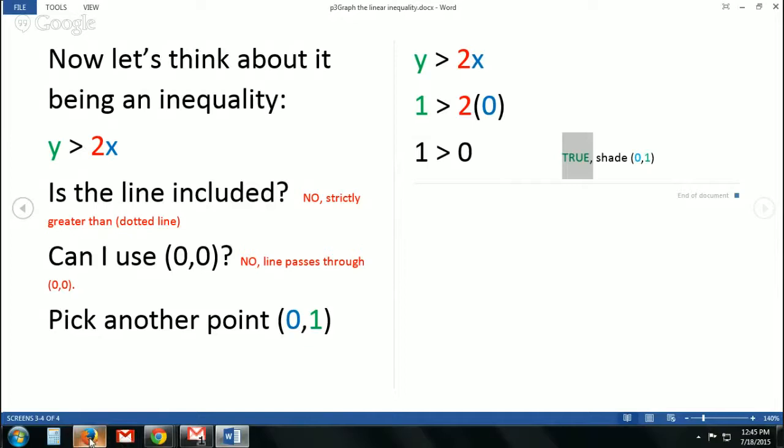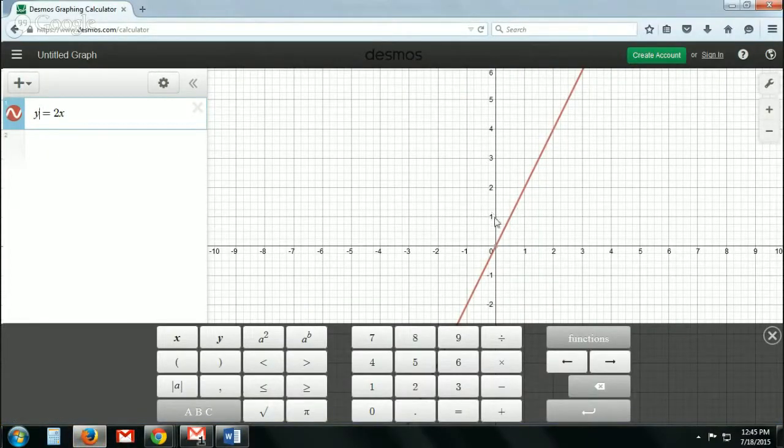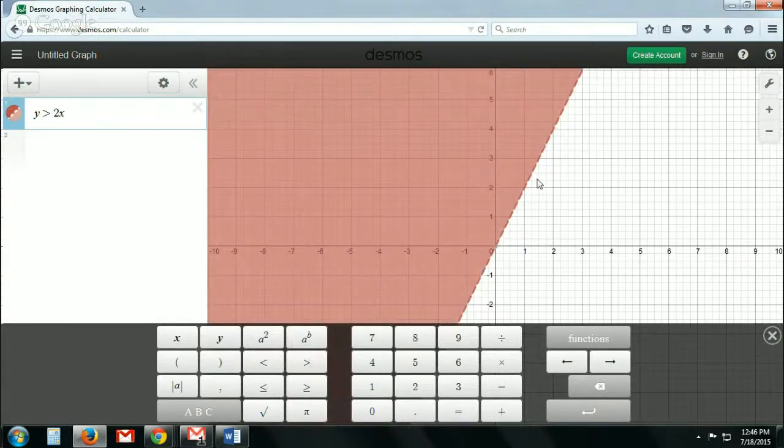Let's look at our picture. Here is where 0, 1 is. So the part that's true is up here. That's the part that's going to get shaded. So now let's change it from being y equals 2x to what our actual problem was, which was y is greater than 2x. Remember, this is the area to shade, and it's going to change to being a dotted line since the line itself won't be included. Let's see if that's true. It is. A dotted line goes with a strictly greater than or a strictly less than.